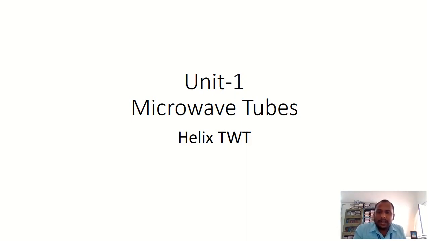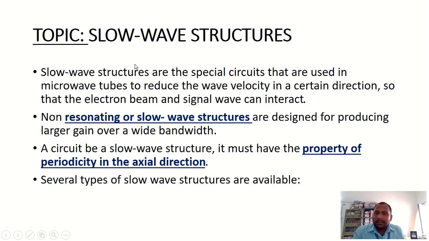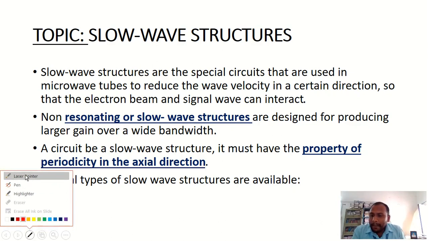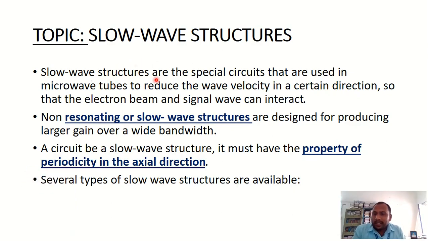On today's session we'll see Unit 1 microwave tubes. The topic is helix traveling wave tube. The topic is slow wave structures. Slow wave structures are special circuits that are used in microwave tubes to reduce the wave velocity in a certain direction so that electron beam and signal can interact.